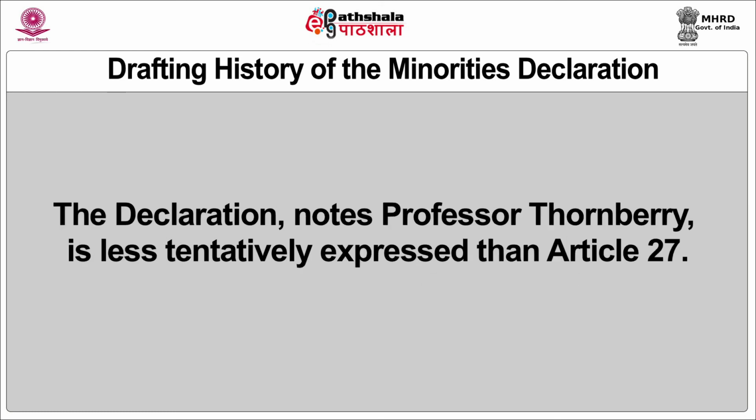The Declaration, notes Professor Thornberry, is less tentatively expressed than Article 27. The negative notion like "shall not be denied" is replaced by more obligatory terms like "states shall protect." The negative "shall not" is replaced by the positive "shall," leaving affirmative responsibility over the state to fulfill the aspirations.